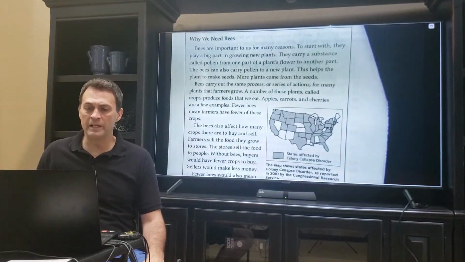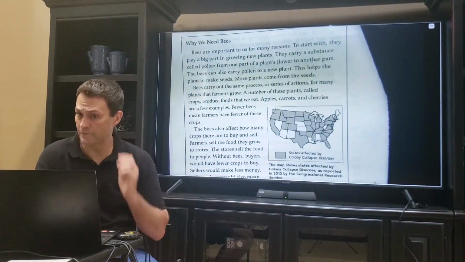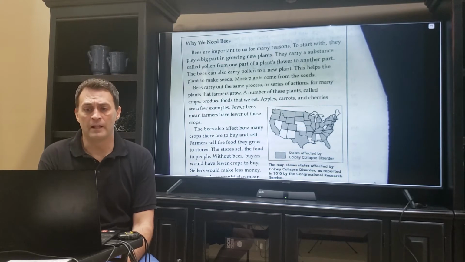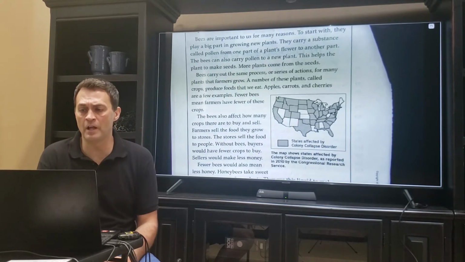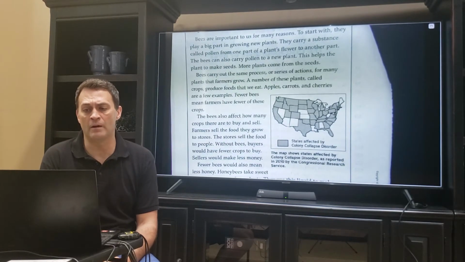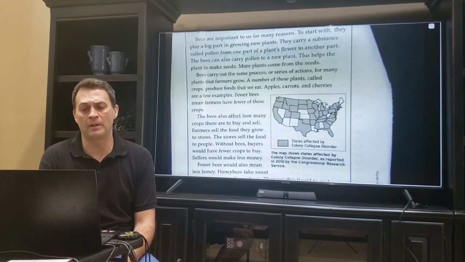All right, why we need bees. Bees are important to us for many reasons. To start with, they play a big part in growing new plants. They carry a substance called pollen from one part of the plant flower to another part. The bees can also carry pollen to a new plant. This helps the plant to make seeds. More plants come from the seeds.